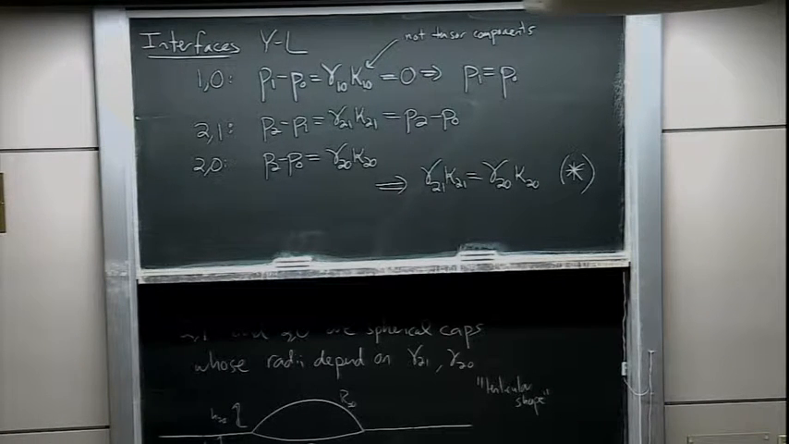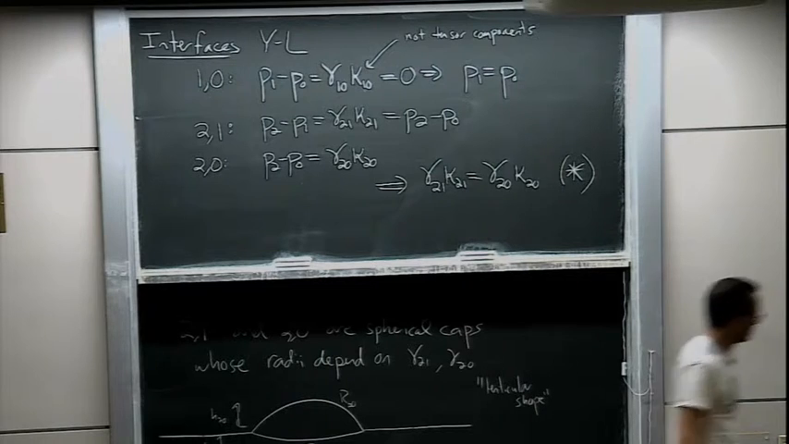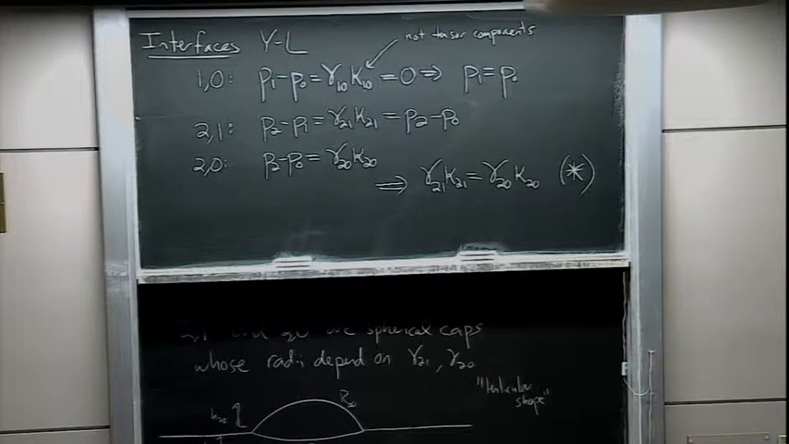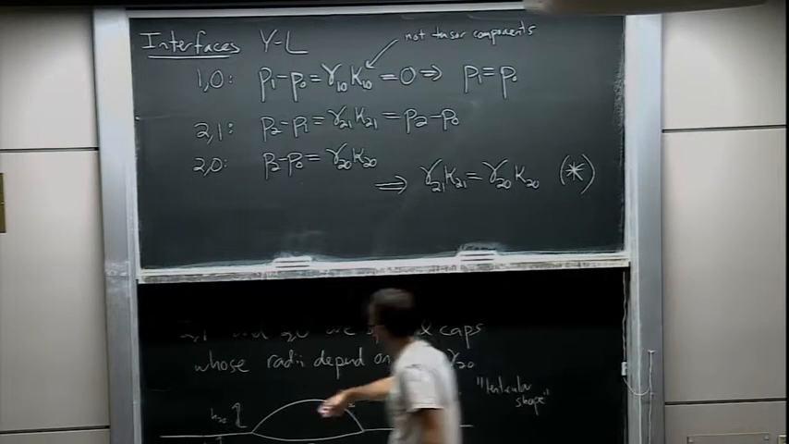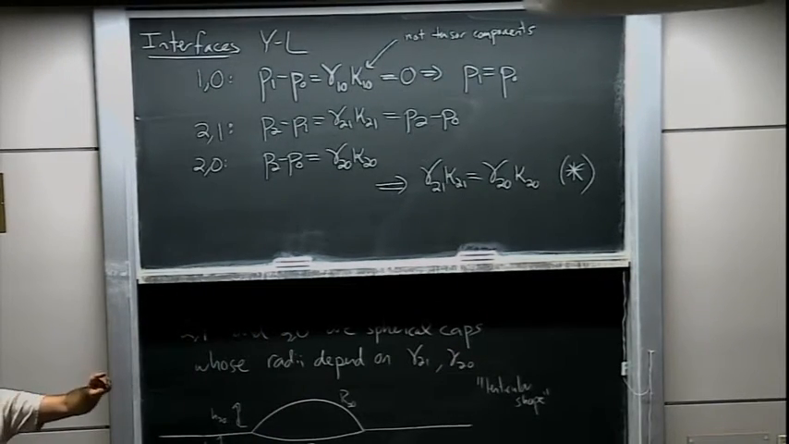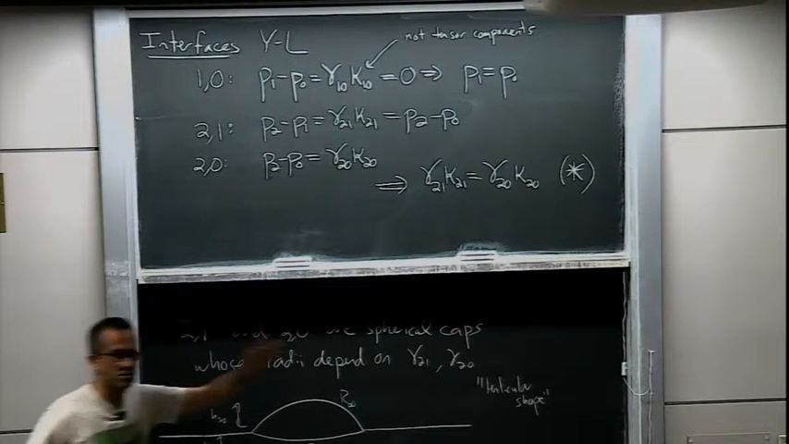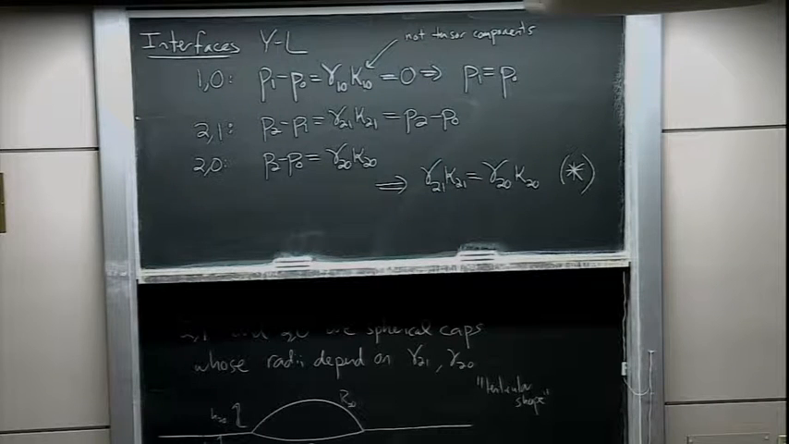Okay? How many constraints do I have? I only have 1 constraint so far. And that constraint is star, right? That relates the radii of curvature, or the curvatures, of these two phases. There's one more constraint that you can get pretty easily. Volume, right? The droplets are incompressible. We also have conservation of volume. So that gives us 1 more.